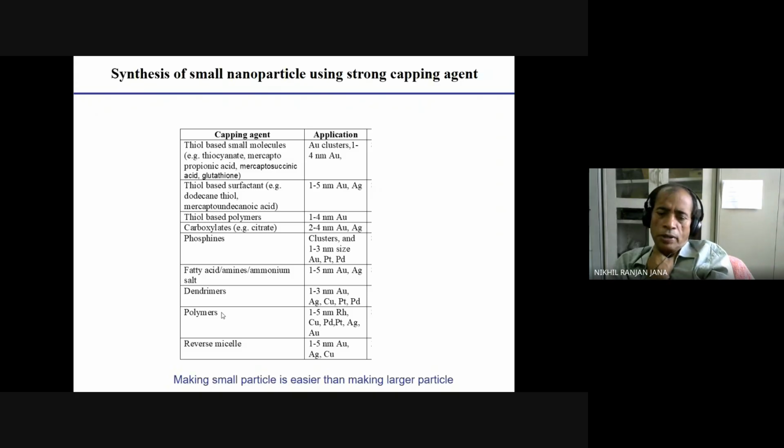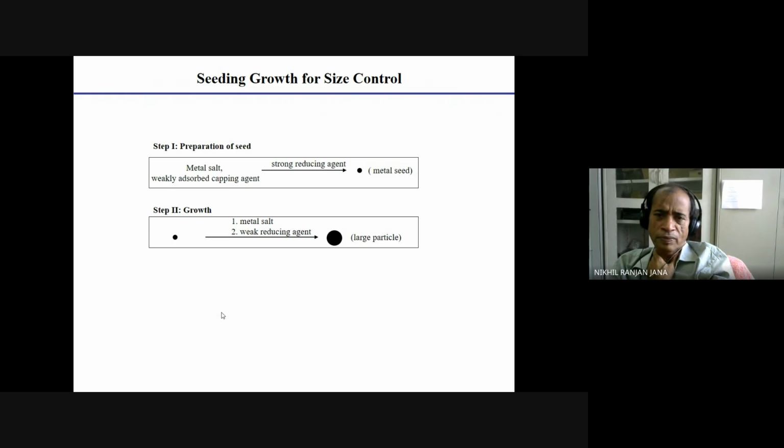And making small particles is easy. Because nucleation and growth is a very complex process, you will always end up with a mixture of small and large particles. It's better to use a very strong capping agent so that you stop the growth at an early stage, and you will end up with small particles between, let's say, 1 to 5 nanometers.